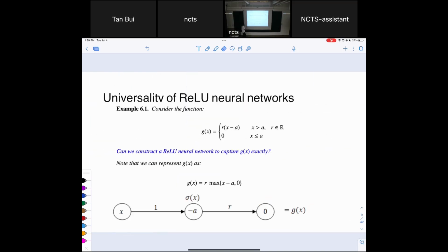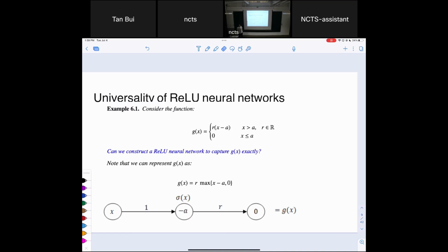And then after that, you multiply the output of this neuron by the weight r. You have zero bias here in the output layer, right? Because there's zero bias here. Everybody see that? So this neural network represents that function exactly, what we expect, right? Because that function is piecewise linear.